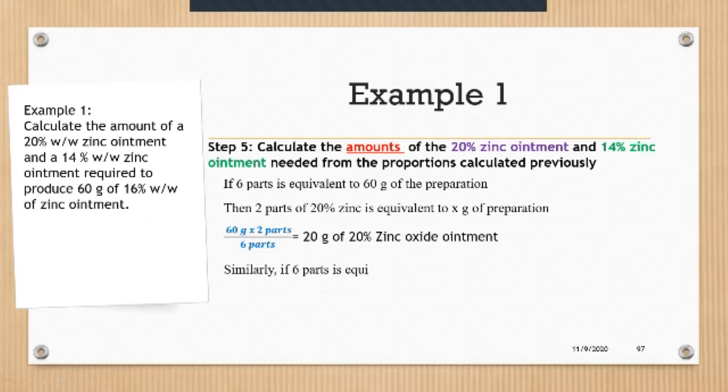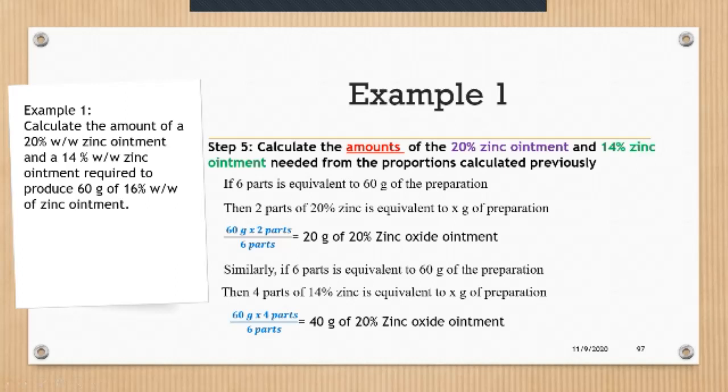Similarly, if 6 parts is equivalent to 60 grams, then 4 parts of the 14% zinc oxide is equivalent to X, and that is going to give you 40 grams. So it simply means that I'm going to be weighing 20 grams of the 20% zinc oxide ointment, and this should be 40 grams of the 14% zinc oxide.